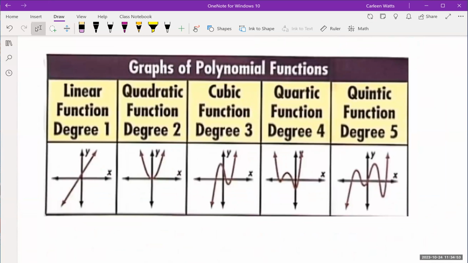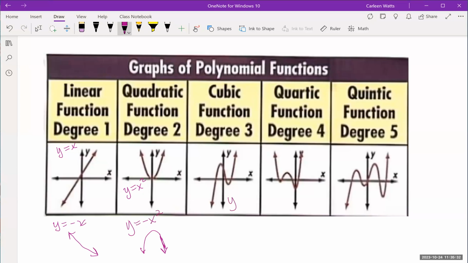Okay, y equals x would look like that. Y equals negative x would look like that. Y equals x squared would point up. Y equals negative x squared. My pen is dying. I think I need a new battery. Y equals negative x squared.